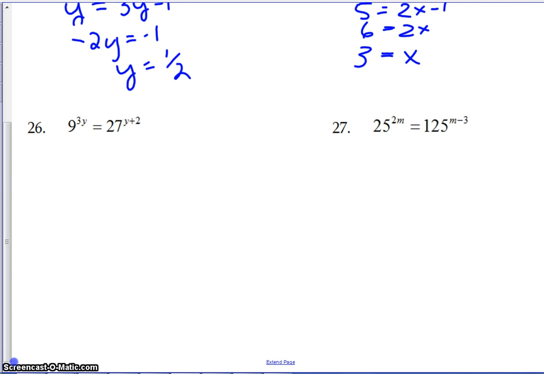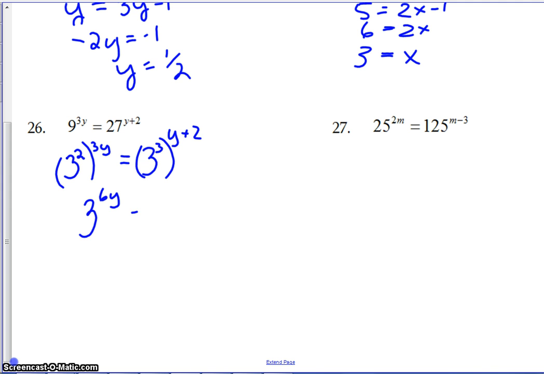So now I have to do a little bit more thinking about this one. What I would take is 9 to the 3y. I would make 9 3 squared, so it's 3 squared taken to this 3y, and I'd make 27 3 cubed, so it's 3 cubed taken to this y plus 2 value. Well, 3 squared to the 3y is 3 to the 6y. 3 cubed to the y plus 2, I have to see this as a grouping, and so it becomes 3 to the 3y plus 6. The most common mistake is that people want to keep that plus 2 there instead of having the plus 6.